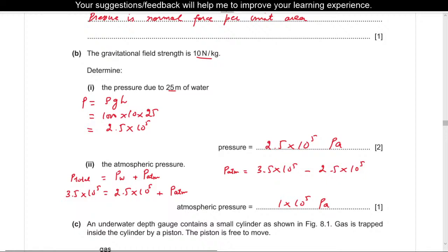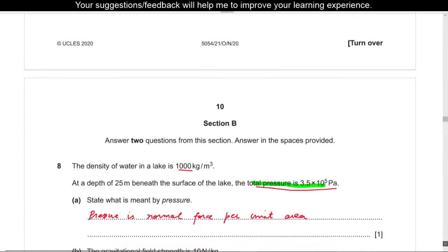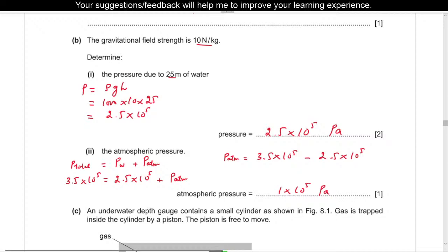Now second part, we have to determine the atmospheric pressure. How will we determine atmospheric pressure? We are given here the total pressure, and total pressure is equal to the sum of atmospheric pressure plus the pressure due to depth of water. Total pressure is given, and pressure due to water we have calculated in part 1, so we will calculate from here the atmospheric pressure, which is 1 into 10 raised to the power 5 Pascal.